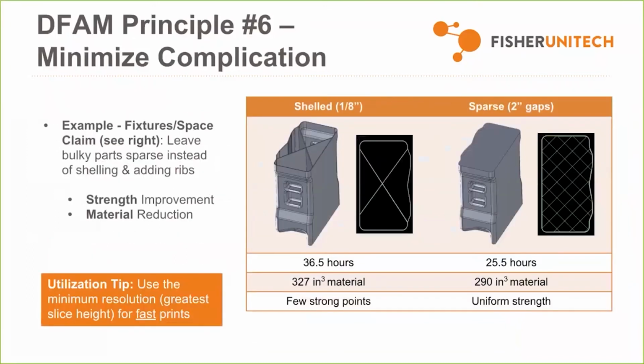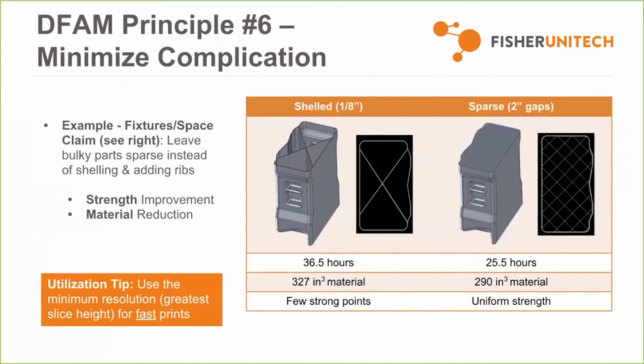Minimizing complications, again. So this is an interesting one. We kind of see this happen. Clients try to optimize for material, and what they do is they'll take a model that they say they only need the exterior of, and they'll hollow it out completely, and then they'll put some supporting ribs inside just to give it some structure. And they'll usually model in some sort of thickness. So in this particular model, they modeled in an 1/8 inch thickness for all the surface.